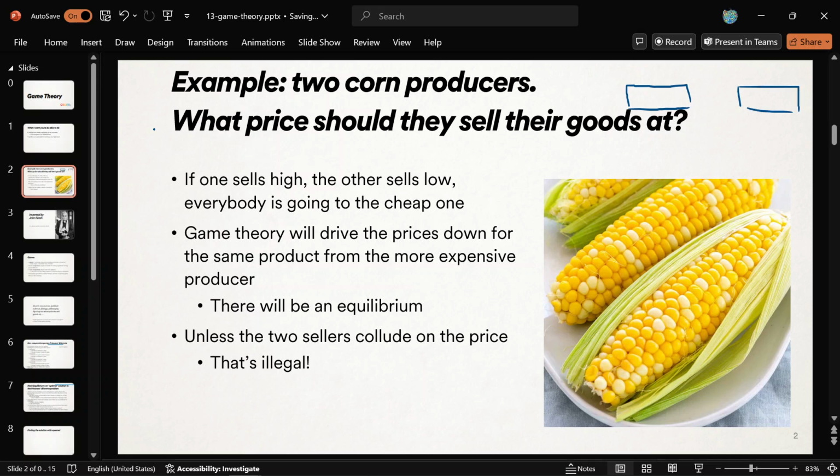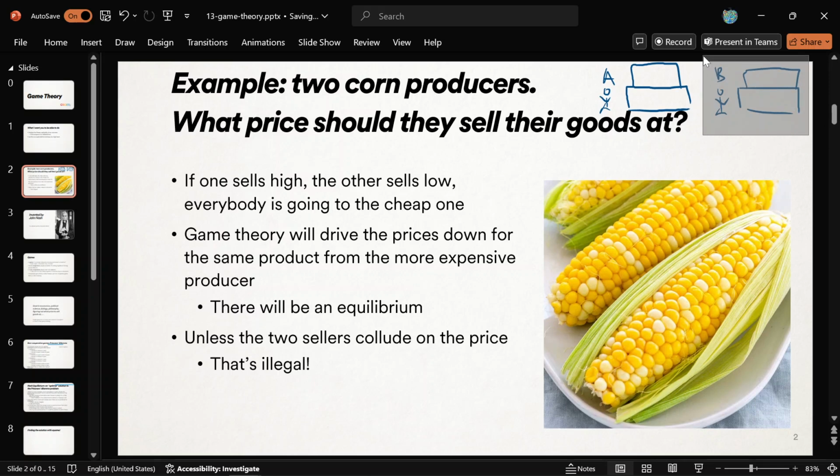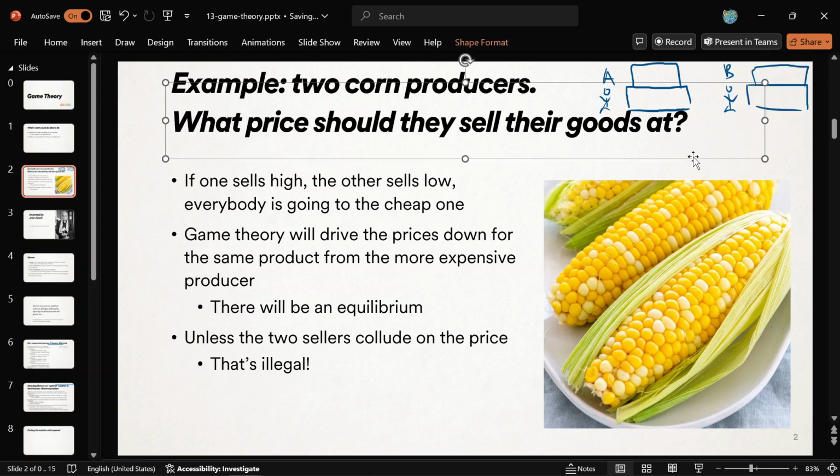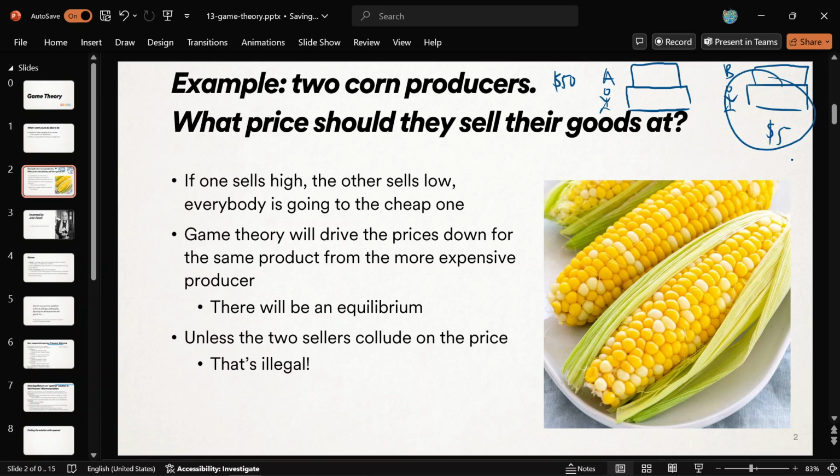All right. So you've got side of the road stand A selling corn, person A, and you've got side of the road stand selling corn, person B. All right. And so let's see, A and B. If one person sells their corn at a super high price and the other person sells their corn at a super low price, let's say person A is like, I'm going to sell my corn for $50 an ear of corn, and the other person's like, I'm going to sell my corn for $5. Everybody's going to go to stand B, right?